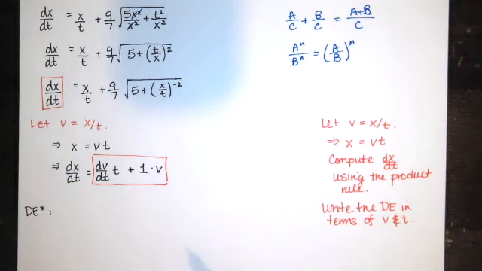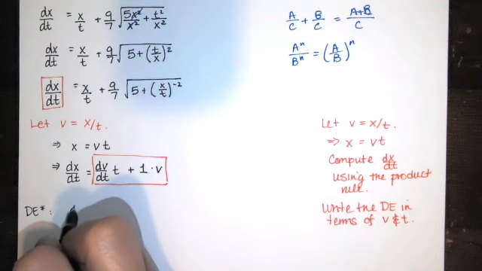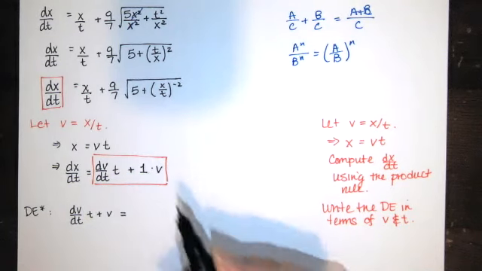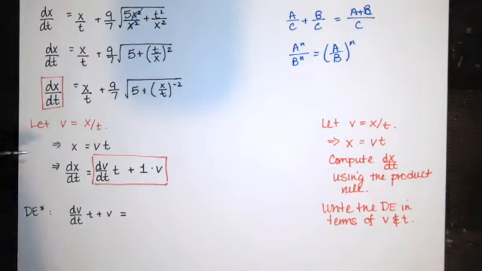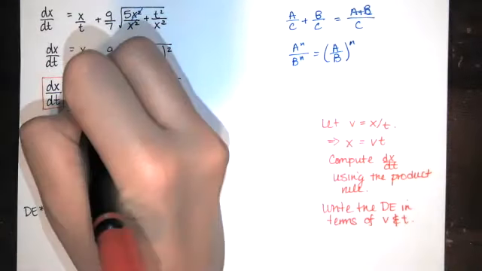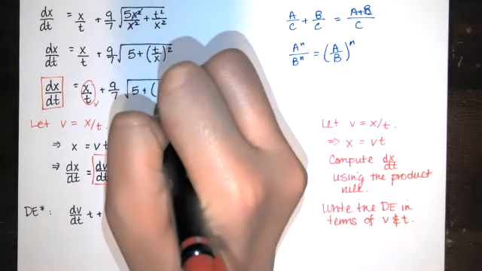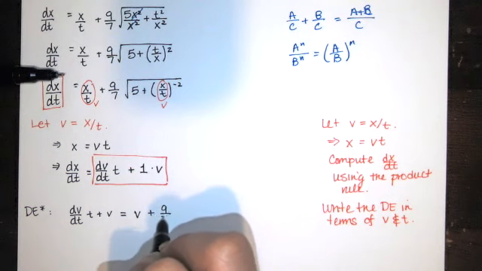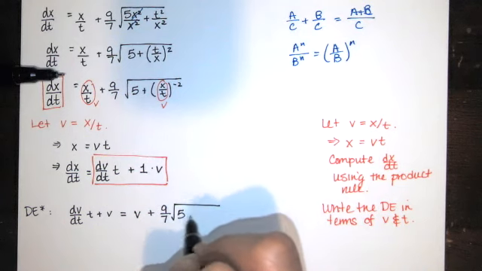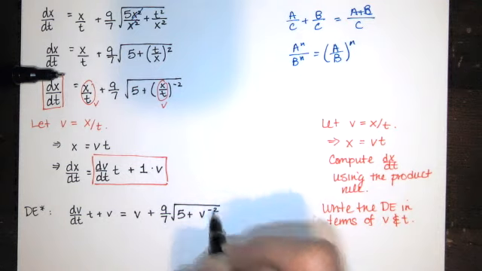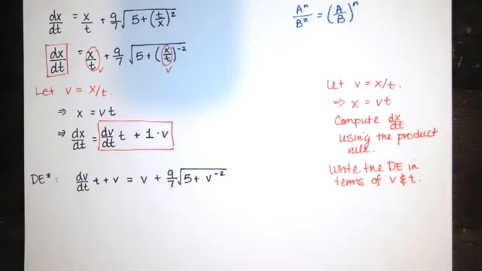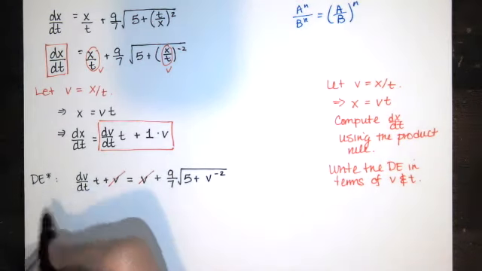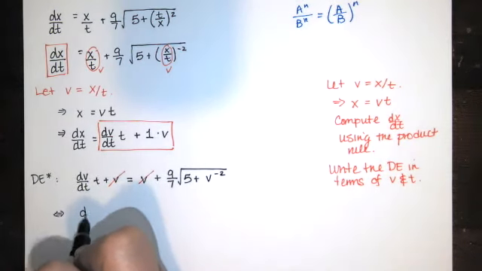I call this dE star. This is my transformed differential equation. That equals what we have on the other side. Now, x over t is v. So that's v, and that's a v. So we have v plus 9 over 7 times the square root of 5 plus v to the negative 2. And you want to subtract v from both sides. So those will reduce. And then you have this.